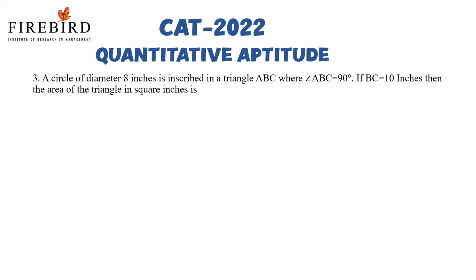Okay, now in the same way, we'll take another question which is based on geometry. A circle of diameter 8 inches is inscribed in a triangle ABC, where angle ABC is equal to 90 degree. Okay, if I take angle ABC is equal to 90 degree, and B at B, so let us take that this is the right angle formed at B. If a circle is inscribed in a triangle, the circle will touch all its sides.